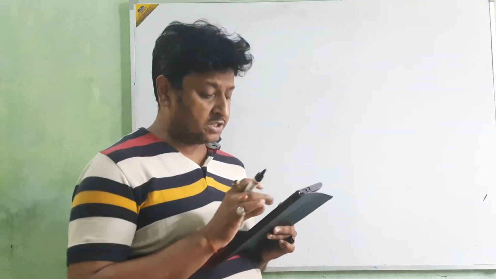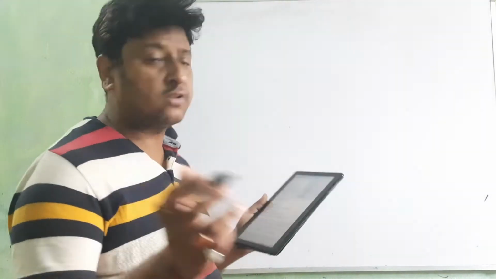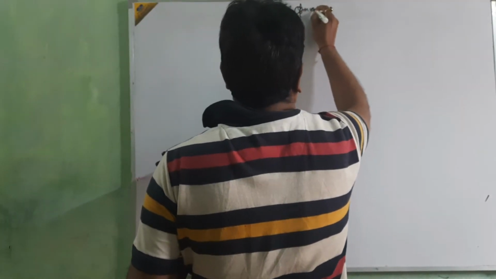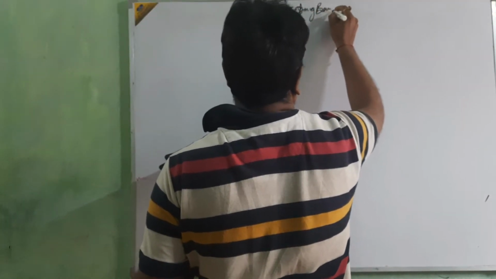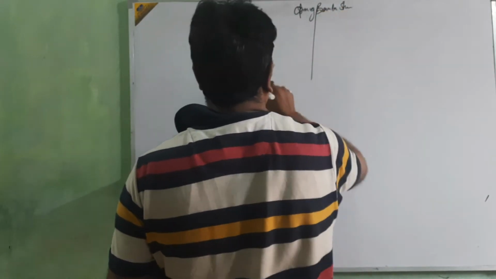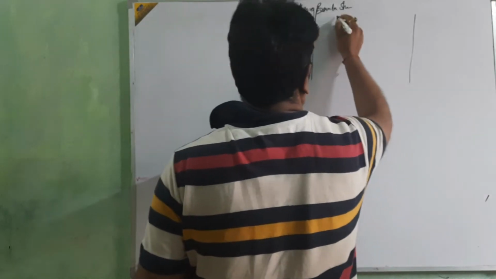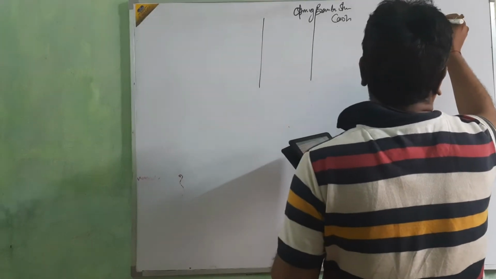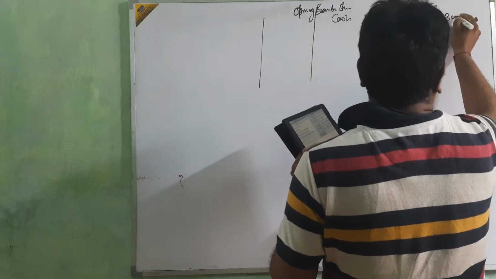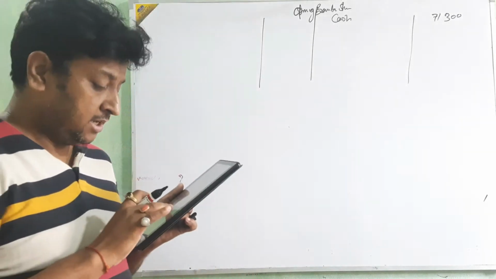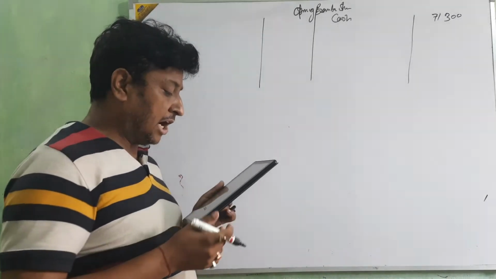Now we are going to start solving the question. First we are going to make the opening balance sheet, okay? I think you will remember. First we are showing the cash. That opening cash amount is 71,300. Okay? Opening cash is 71,300. Then just see the outside.